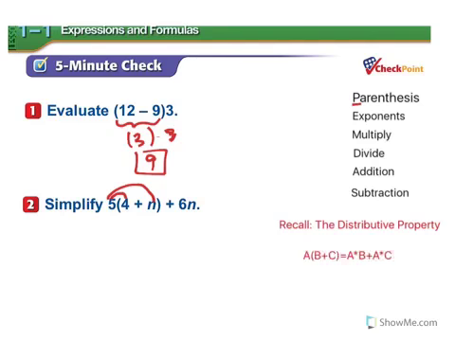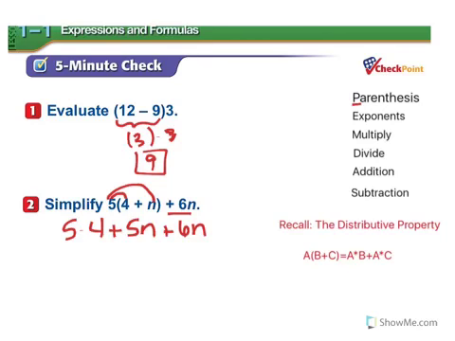And I've shown you the rule. We have A times the quantity B plus C, and that's equal to A times B plus A times C. So essentially, we're going to do the exact same thing. This is going to be 5 times 4 plus 5 times n. And then we have to add on our plus 6n.